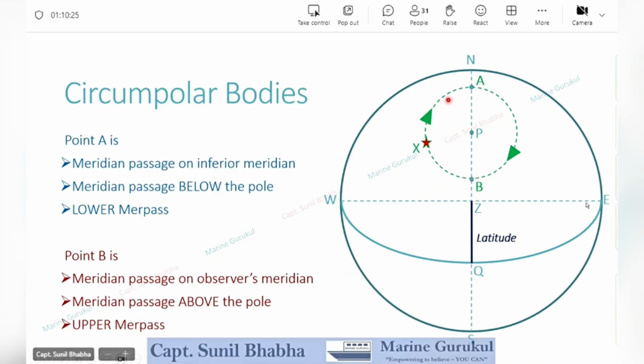So upper merpass and lower merpass. Upper merpass or meridian passage above the pole is on the observer's meridian. Lower merpass or meridian passage below the pole is on the observer's inferior meridian. If you remember, when you look for the meridian passage time of the moon in the almanac, two times are given, one under upper and the other under lower. This upper and lower basically means the meridian passage of the moon on the observer's meridian for upper, and on the observer's inferior meridian for lower.